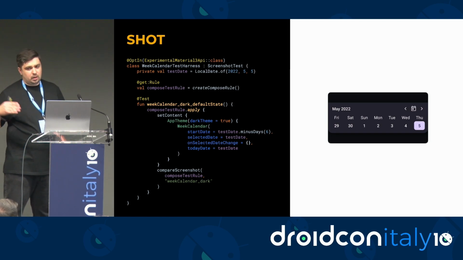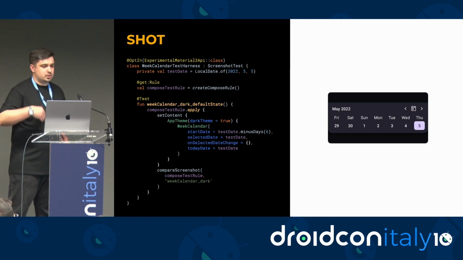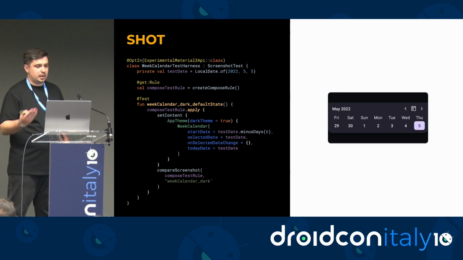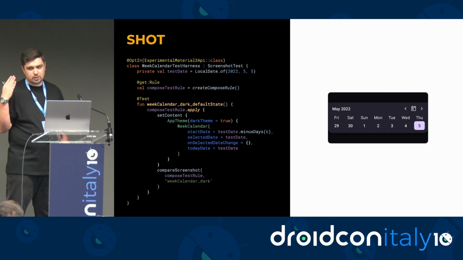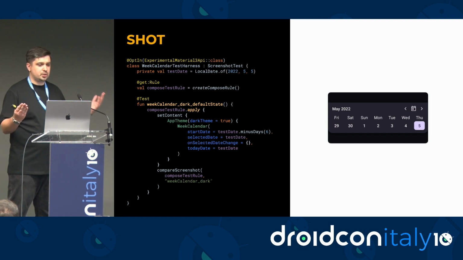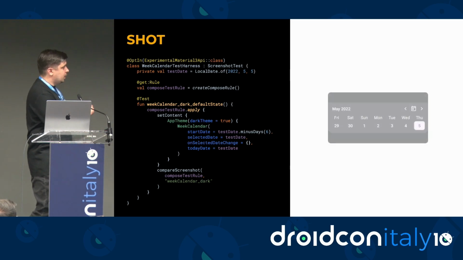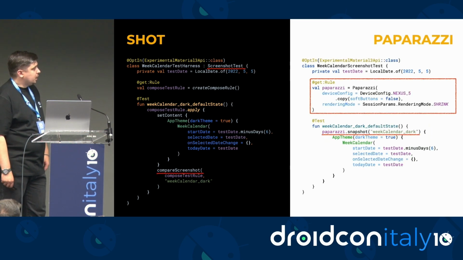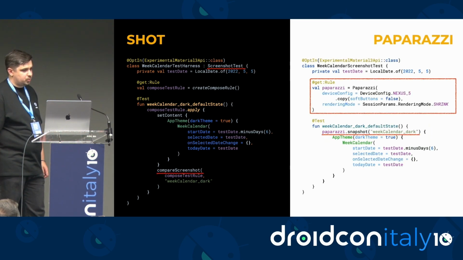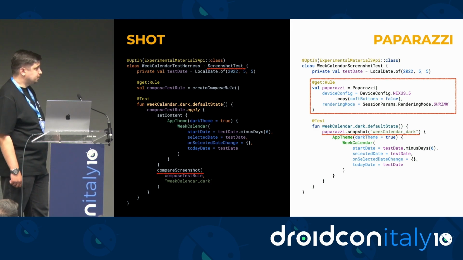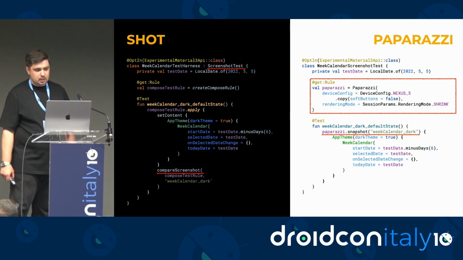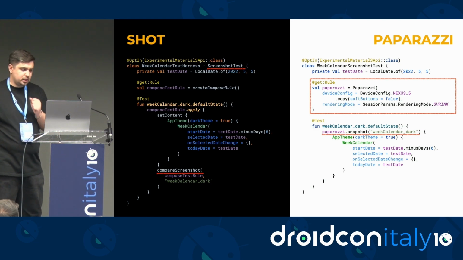So when you generate the first set of screenshots, you will add them to your repository. When we run your test next time, it will compare the screenshot which was generated during the test run with the golden screenshot from your repo. If we try to use Paparazzi as the next, the most popular framework which uses JVM, we can see one big difference here.